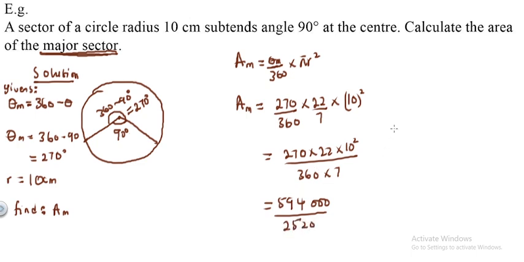So if I divide this by this, I simply get my area of my major sector to be equal to 235.71. Remember, the unit of area is, in this case, because the radius is in centimeter, the unit of area will be in centimeter square. That is it on areas of sectors. Let's move on to the next thing.